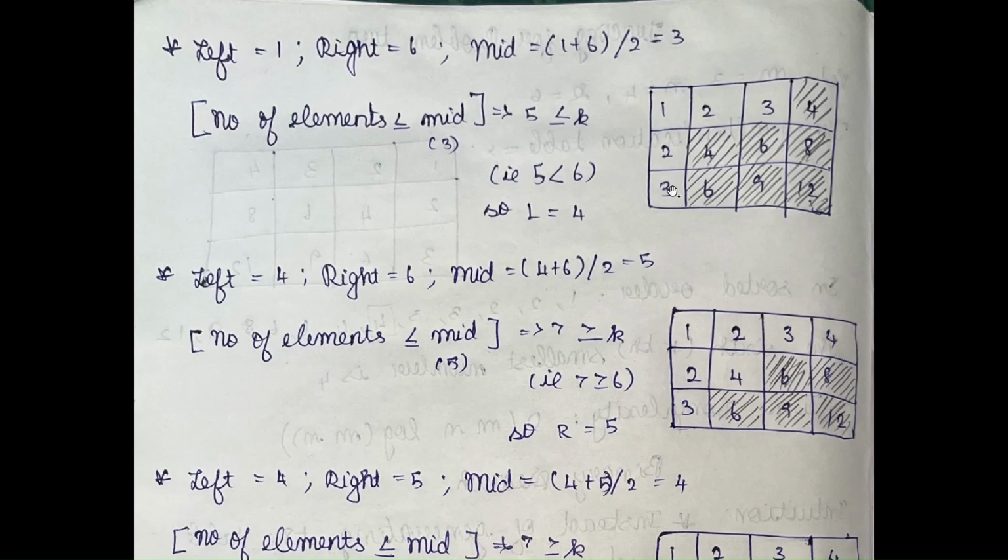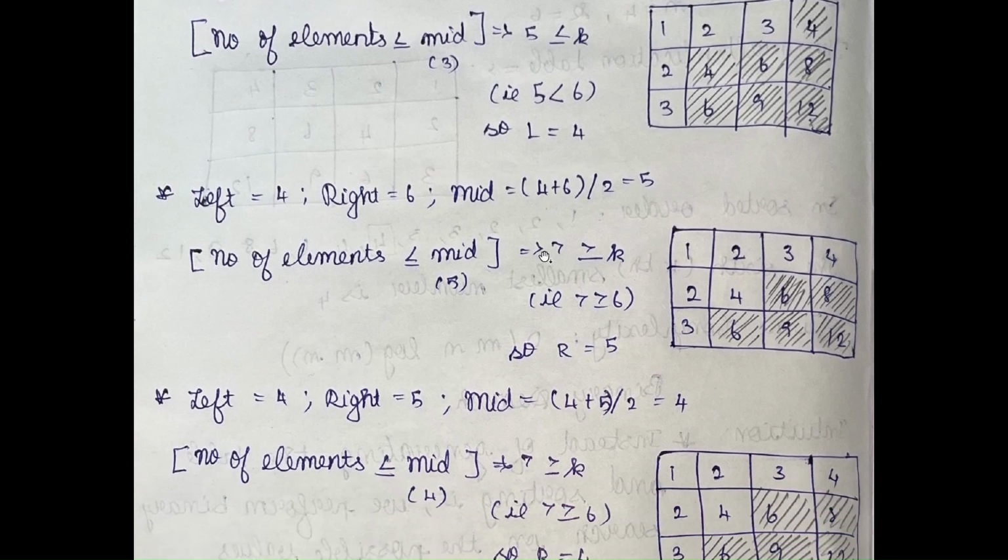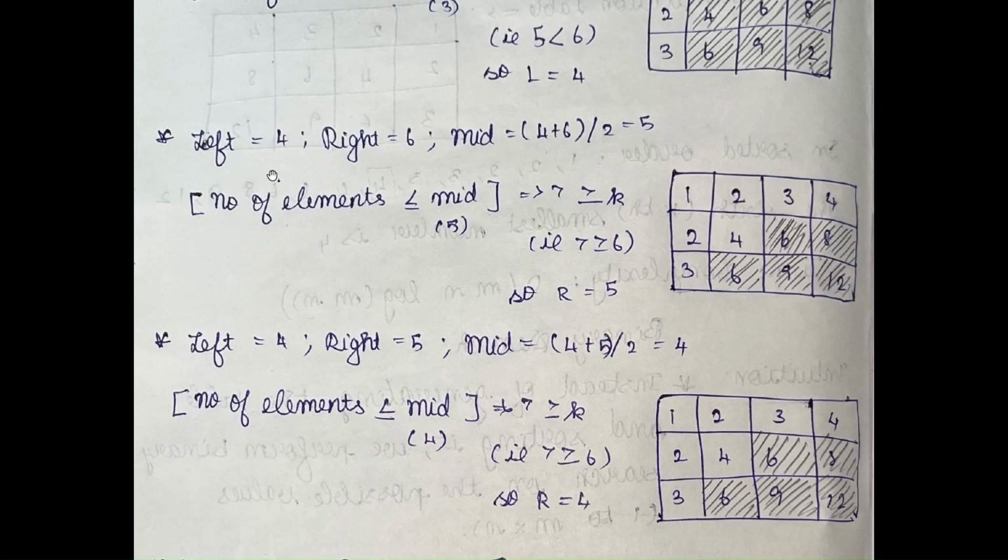Which is of count 5, which is less than k. Since the count here, 5, is less than or equal to 6, the L value is being updated with mid plus 1. And again we will be proceeding with the updated left value equal to 4 and right value equal to 6, where the mid value will be 4 plus 6 divided by 2, which gives 5.